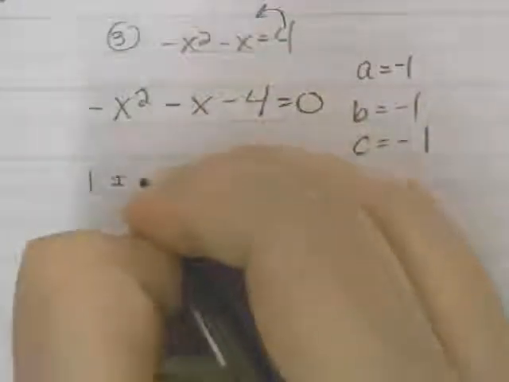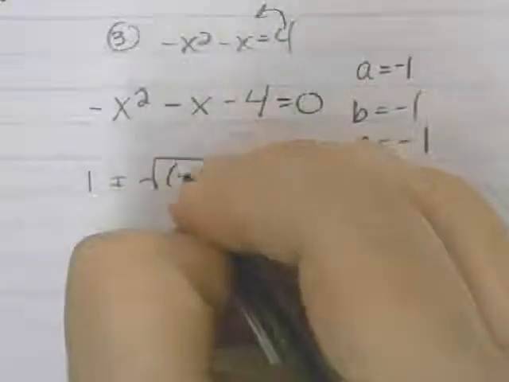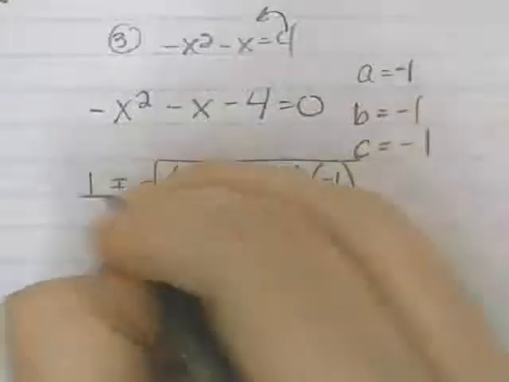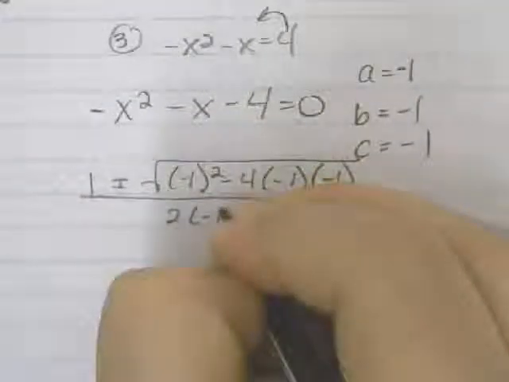So when you're solving these problems, I think the most important thing you're going to have to do is you're going to have to make sure that you get it in order. And when you get it in order, you're going to need to identify the A, the B, and the C.